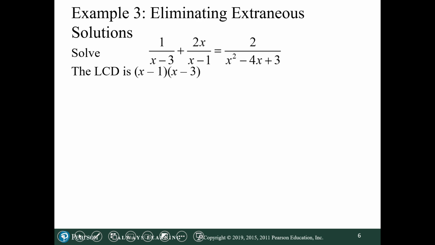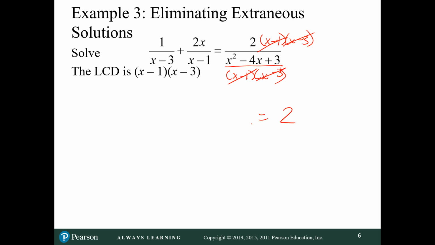Here, the least common denominator is this, because this factors into x minus 1, x minus 3. So if we multiply this numerator by x minus 1 times x minus 3, these cancel. So I just get 2 on this side. If we multiply this by x minus 1, x minus 3, the x minus 1's cancel. So it's 2x times x minus 3. If we multiply this times x minus 1 times x minus 3, x minus 3's cancel, then we get x minus 1.